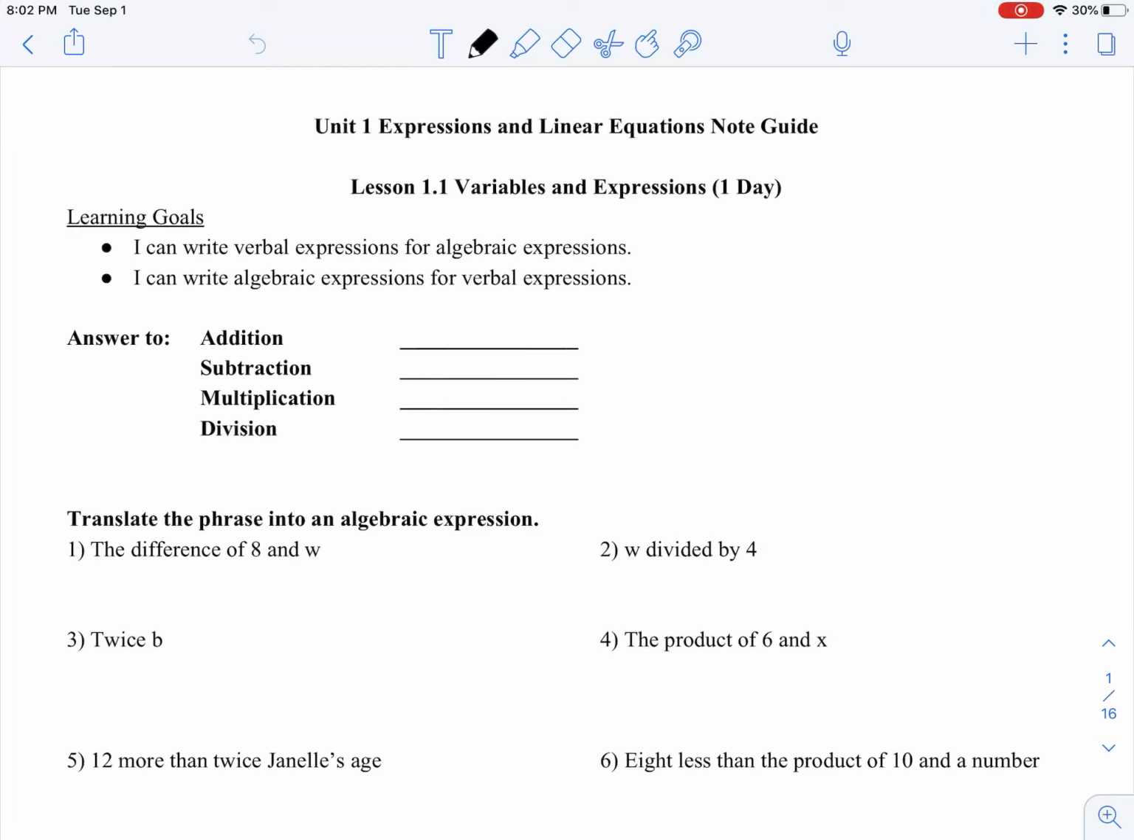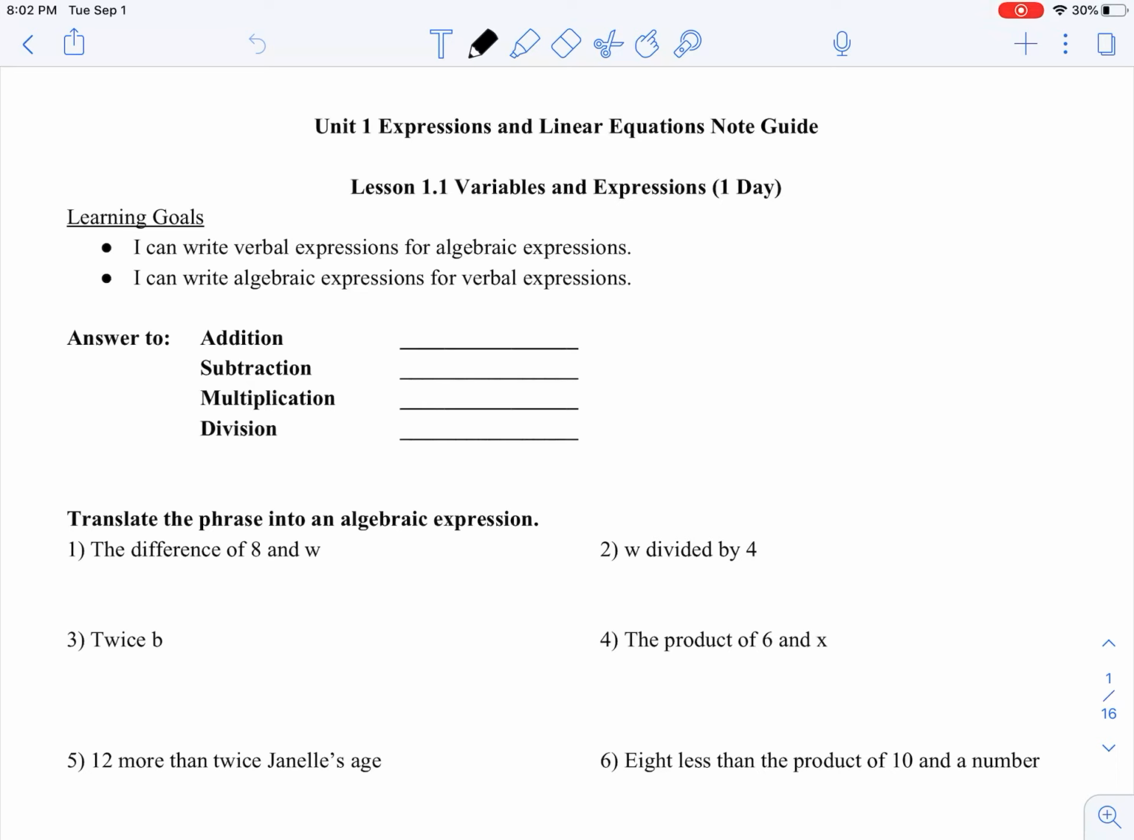This is lesson 1.1, variables and expressions. The point of this lesson is to be able to convert words to expressions and expressions to words. Before we start, we might need to talk about what an expression is.